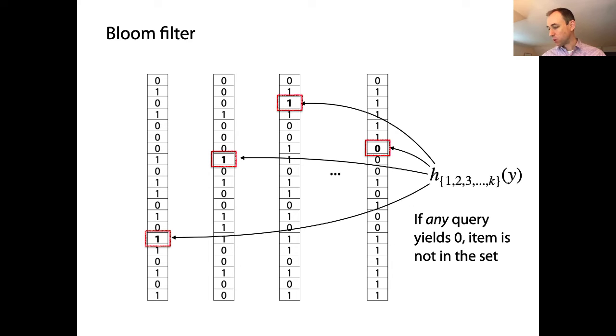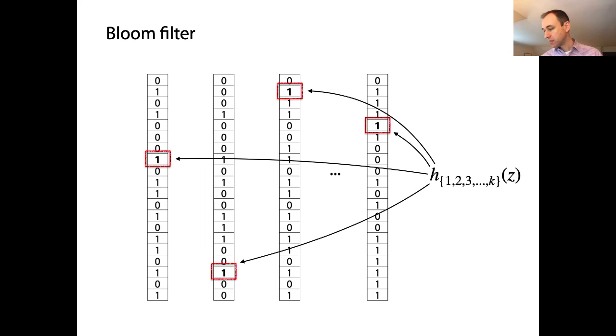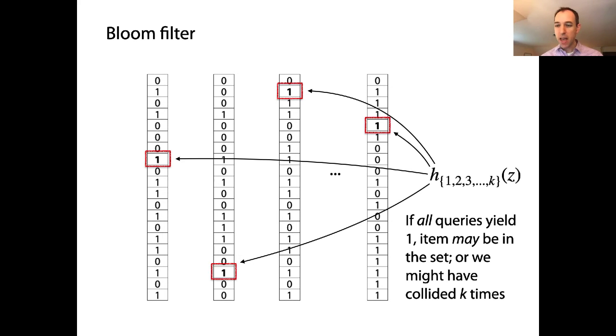So if any of the queries, any of the k probes, lookups in these bit vectors gives the answer 0, we know that the item is not in the set. If all of the k probes into the bit vectors give the answer 1, so I'm showing 4 of the bit vectors here, but just imagine I've got several more bit vectors, and the answer is 1 in all the bit vectors. So if all of those queries yield 1s, then the item, just like before, may be in the set.